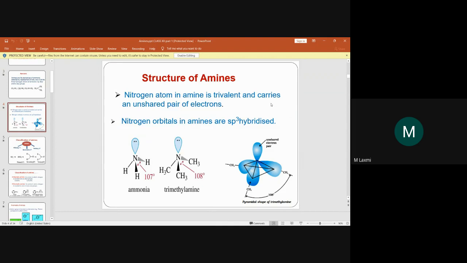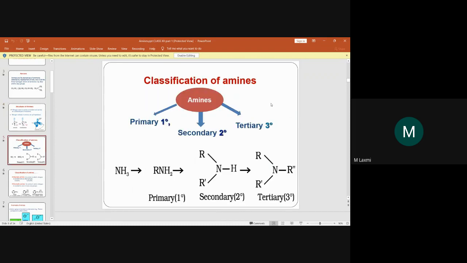Now, when you look into the structure of amine, wherever you see nitrogen, there is a lone pair of electrons. So, the nitrogen atom of amine is trivalent. It carries a lone pair of electrons, and nitrogen orbitals are sp3 hybridized.